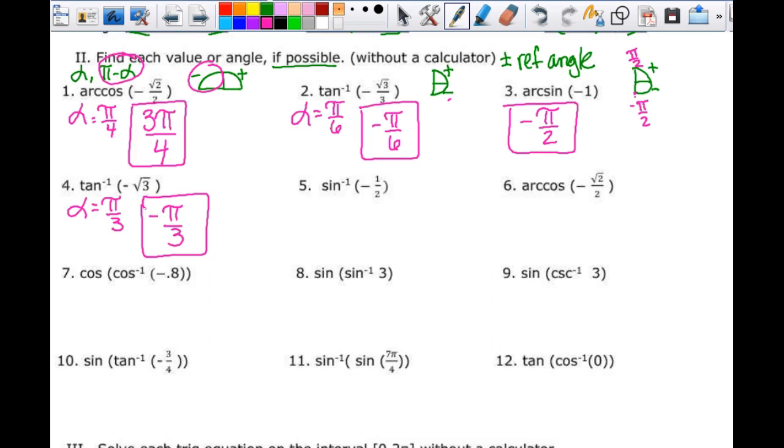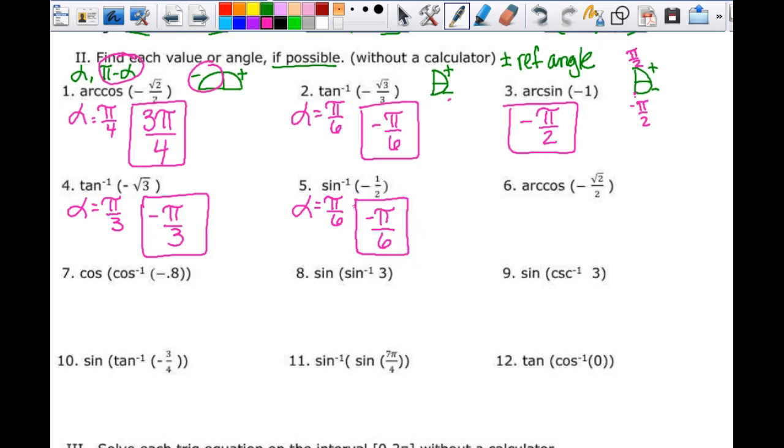All right, sine inverse of negative 1/2. So for the 1/2, the reference angle is pi sixths. This is negative, so it's down in the fourth quadrant. My answer is negative pi sixths.